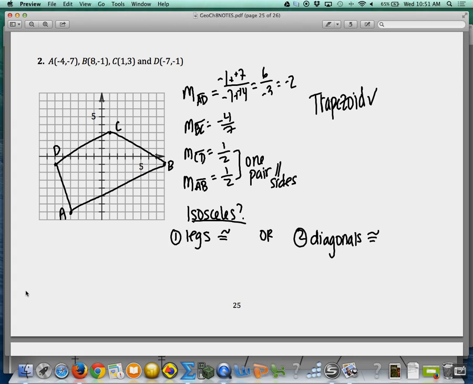Okay, let's check the legs. I know that DC and AB are parallel. Those are not the legs then. So you right now have to find the length of AD, and you have to find the length of BC. If you have the distance formula on your calculator, you can use your calculator. I'm going to do it by hand for those of you who don't have it.